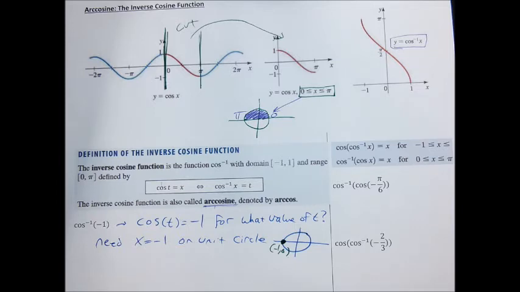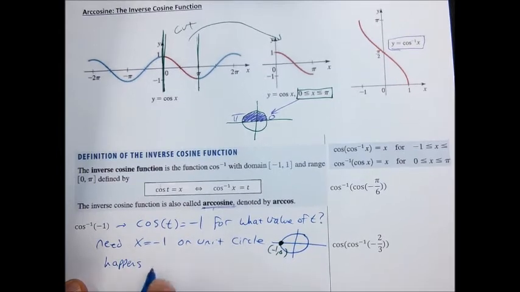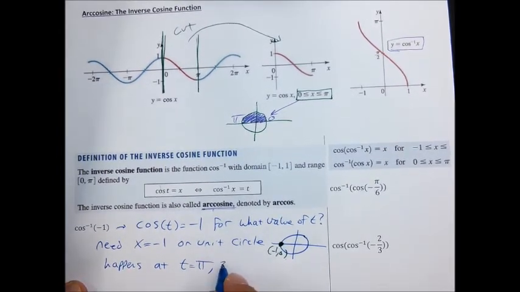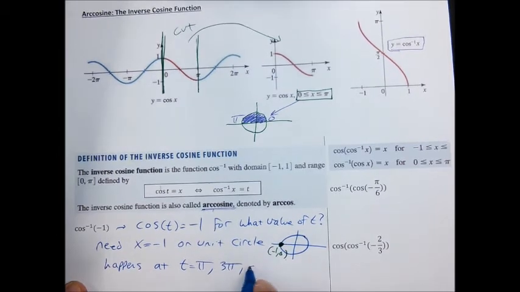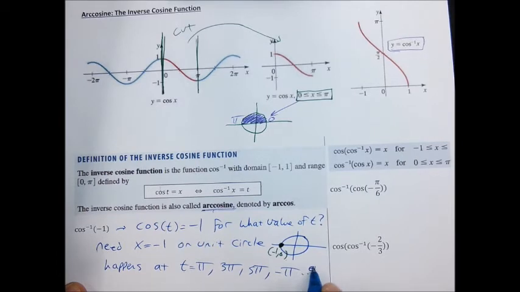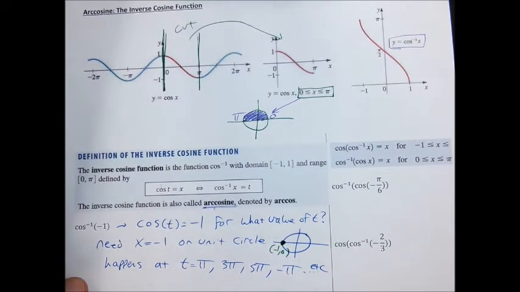But there's more than one option. I know someone said pi, and that turns out to be the correct answer. But I just want to point out that there's more than one possible answer, right? This happens at t equals pi, but it's also 3 pi, it's also 5 pi, it's also minus pi, dot, dot, dot, etc., right? There's lots and lots of different things that would put us on that spot.